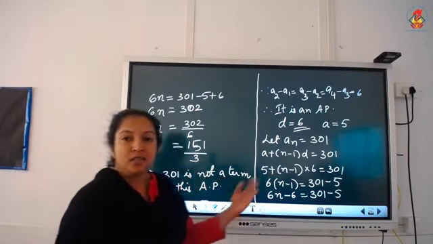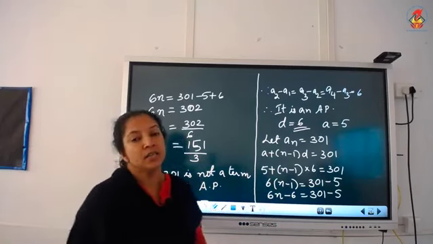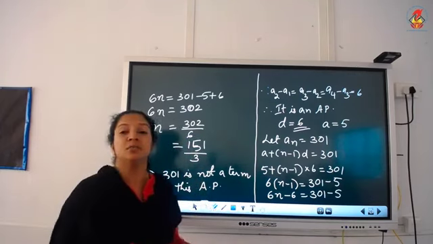When you find this, we should get n as a positive integer. If we are not getting it as a positive integer, we can say it is not a member or not a term of this AP.